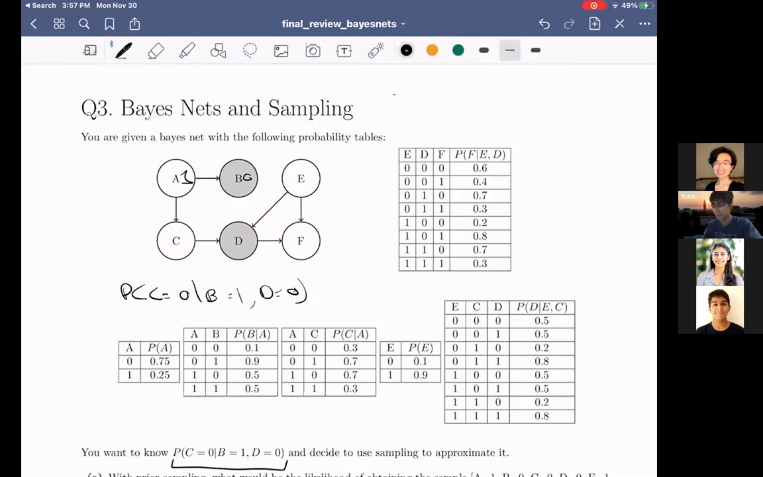So from rejection sampling, for example, you couldn't produce the sample A equals 1, B equals 0, C equals 1, D equals 0, whatever, because you just immediately stop when you notice that B equals 0.